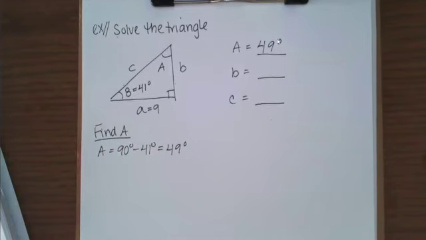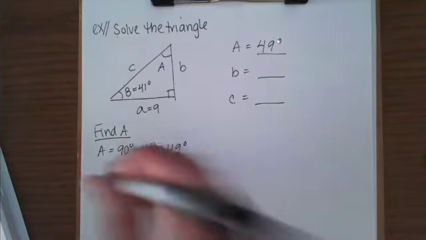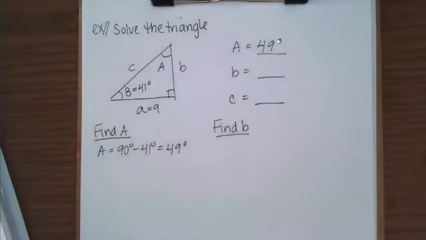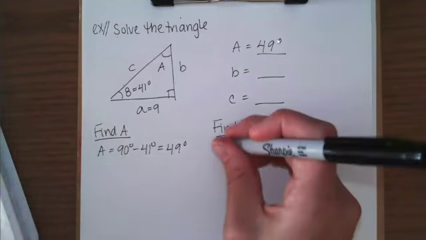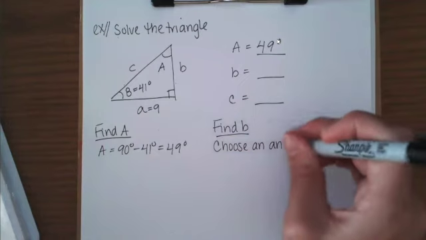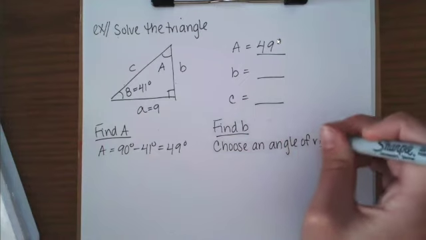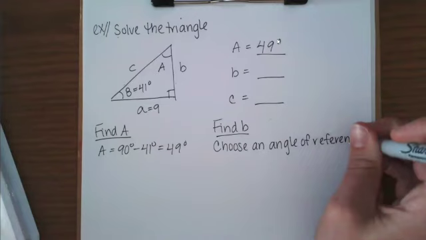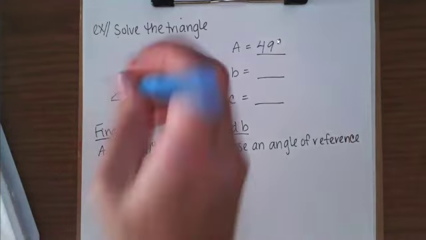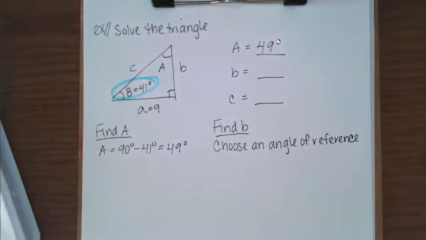Next up, we need to find one of the other sides. So let's find side B. Okay, so our process for using trigonometry to solve these triangles is step 1, we're going to choose an angle of reference. Now what I like to do is circle my angle of reference so that it's very clear which one I'm using. So we can use either angle A or angle B. So here I'm picking angle B as my angle of reference.